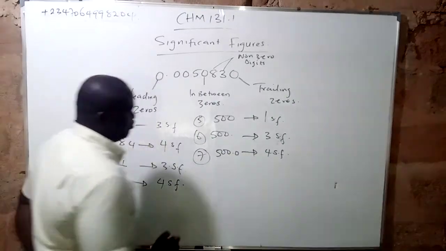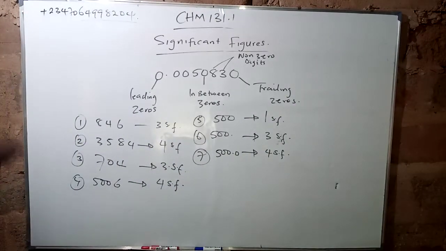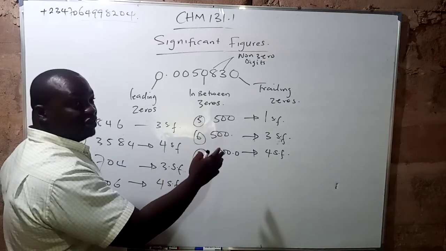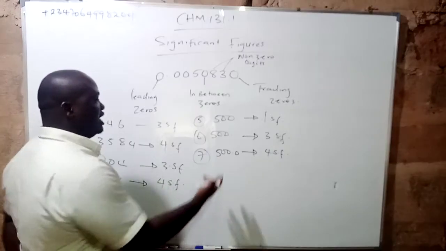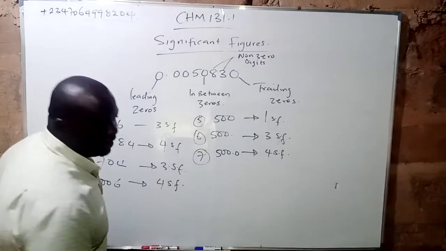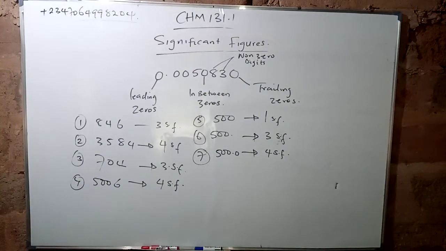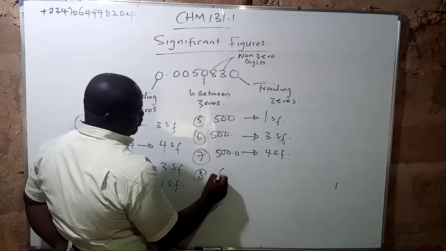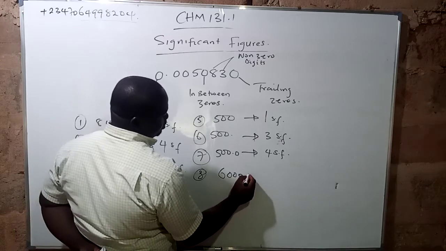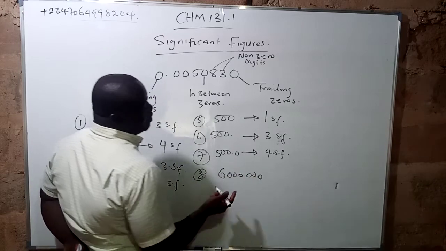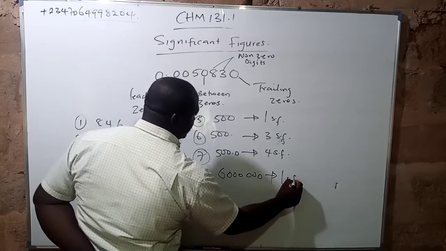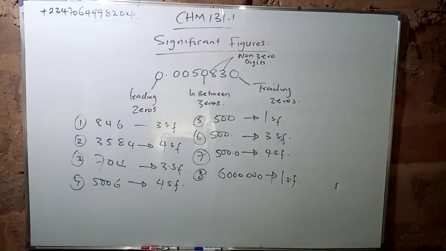Good. So whenever we have a zero at the right of the non-zero digit, the trailing zeros are always counted when there is a presence of a decimal point. If there is no decimal point, we cannot count it. So that means if you have something like 6, how many significant figures is this? It's still 1 significant figure. So note that very well, please.